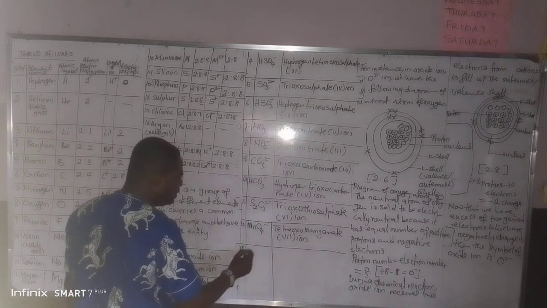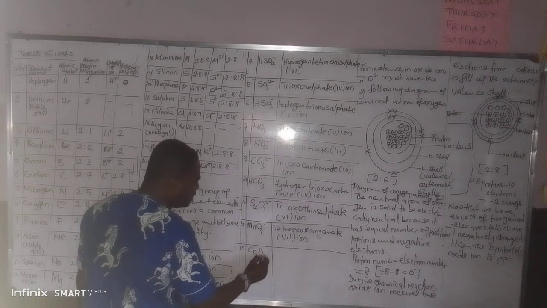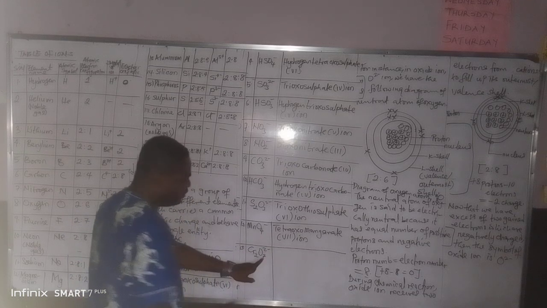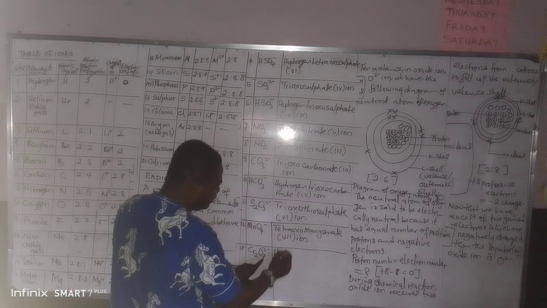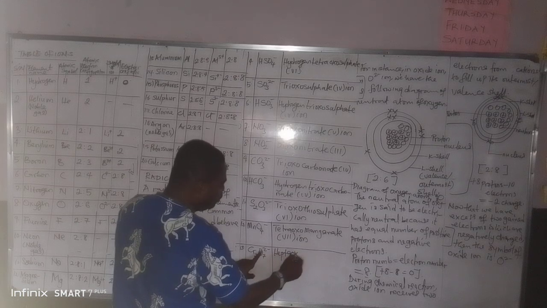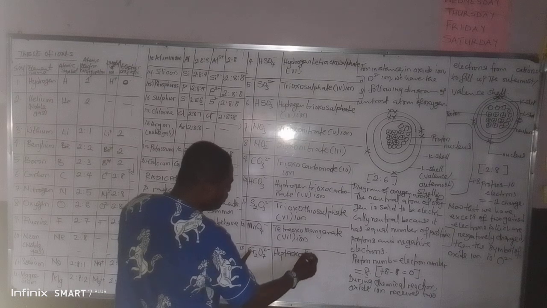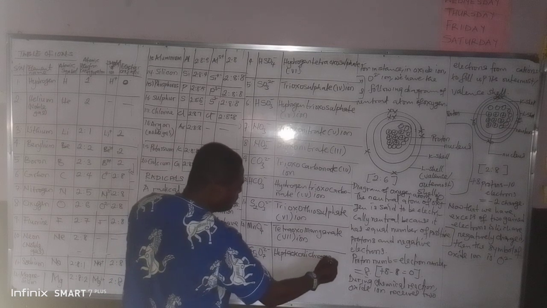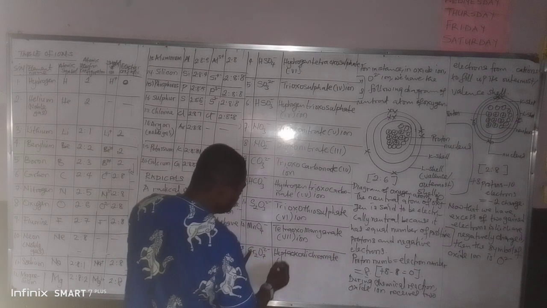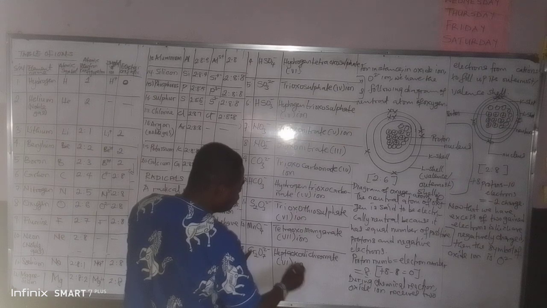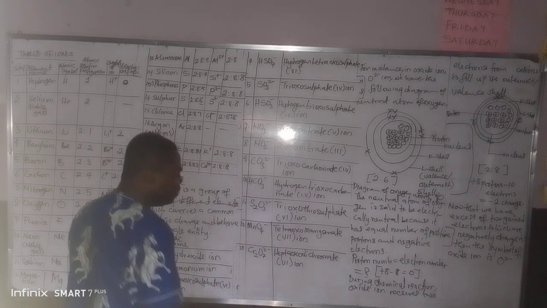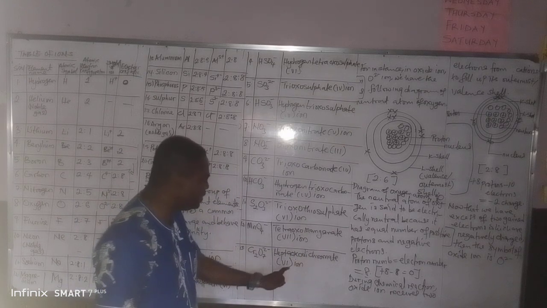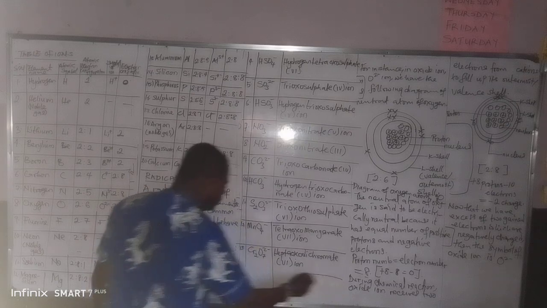Then number 13 is Cr2O7 2 minus. 7 is what? Hepta. Oxygen is what? Oxo. This 2 is what? Di. This here is what? Chromate. Then we have what? VI ion. So what we have here is heptaoxodichromate 6 ion. So that is what we have.